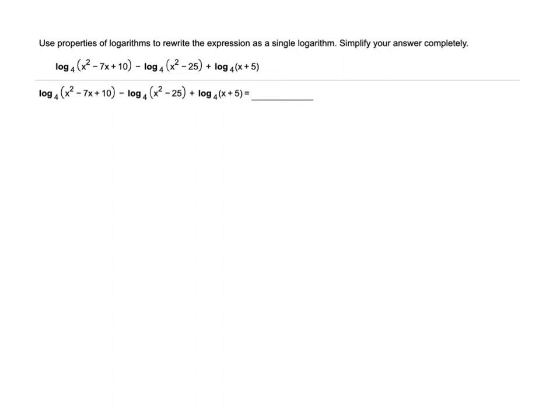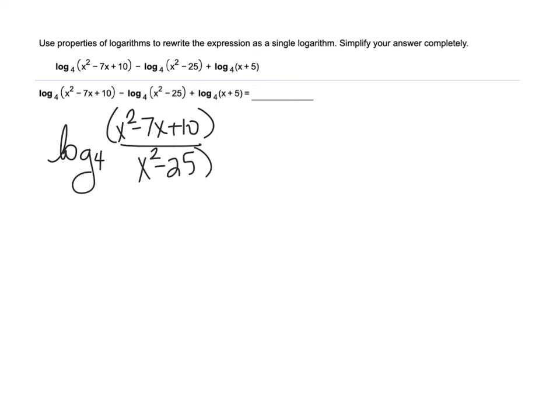The way I like to think about it is when you have a subtraction sign, that means you're going to divide out the term. If you have an addition sign, you're going to multiply, and it's going to be in the numerator. So that would be log of 4, we've got x squared, the first one. Subtraction means we divide, so put the term in the denominator. And then what do we do with this plus? We're still multiplying, so we're going to keep it in the numerator.